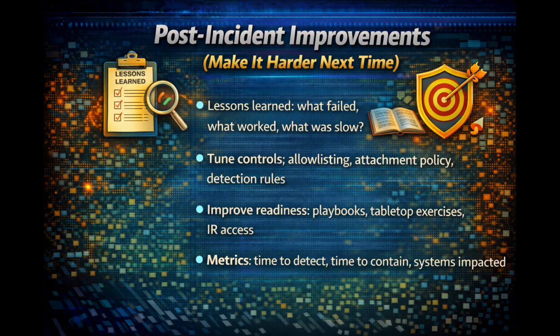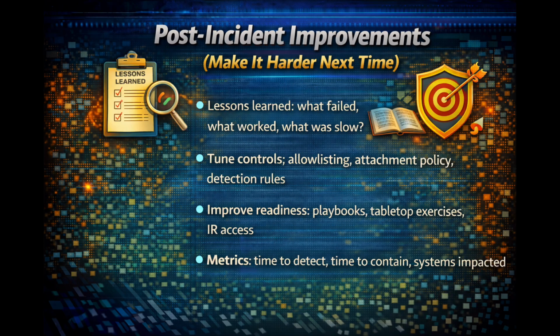The incident isn't truly over until you've improved the system. Run a lessons learned review with a focus on facts: what control failed, what detection worked, and what steps were slow or confusing. Then translate that into action. Tighten allow listing rules, adjust high-risk attachment blocks, and update detection logic based on what you actually observed. Next, improve readiness. Write or refine playbooks so the next response is faster, and run tabletop exercises so teams practice decisions before the next real event.